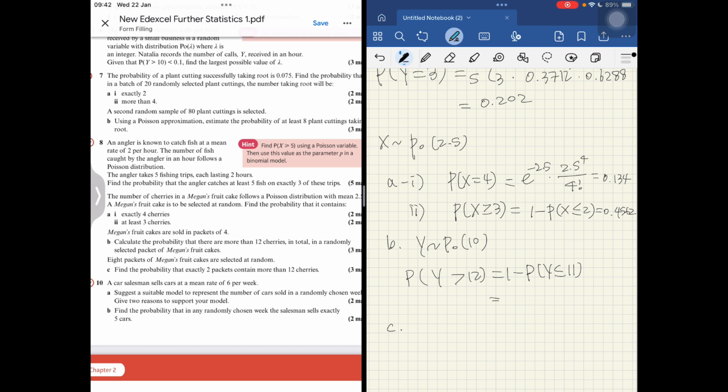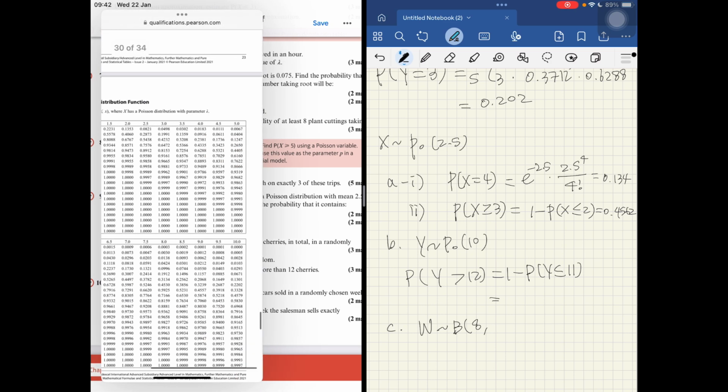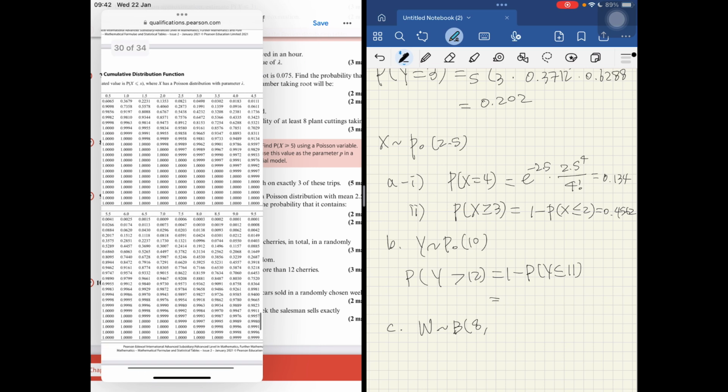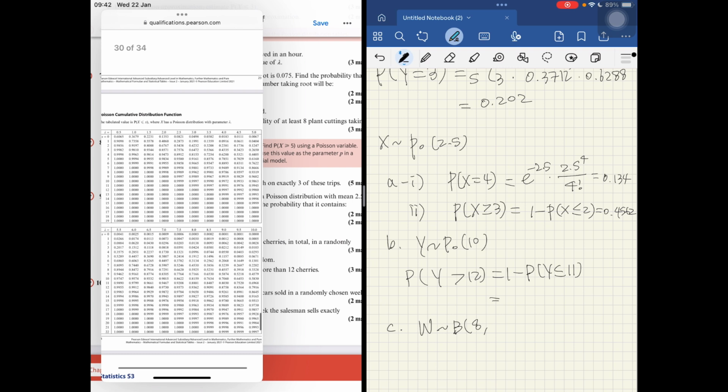And C, 8 packets of Megan's fruit cakes. So one packet has 4 cakes, so we still follow this Y. So 8 packets, which means this follows binomial 8. Find the probability that exactly 2 packets contain more than 12. Okay, so now we need to calculate more than 12 first. So 10 and 11 here.